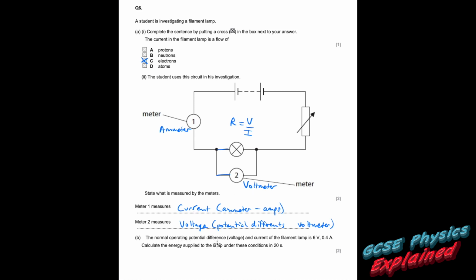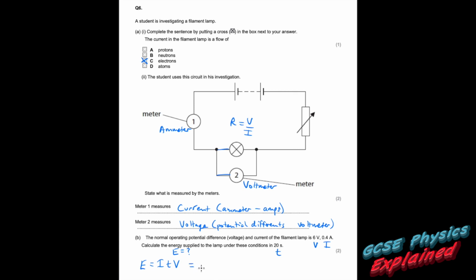Right, part B. The normal operating potential difference of voltage and current of the filament lamp is 6 volts, that's V, and 0.4 amps, that's our I. Calculate the energy, so that's our target, supplied to the lamp under these conditions in 20 seconds, that's our time. So as I said before, Emmerdale is on ITV. Emmerdale is like this soap TV series. Right, pop the numbers in.